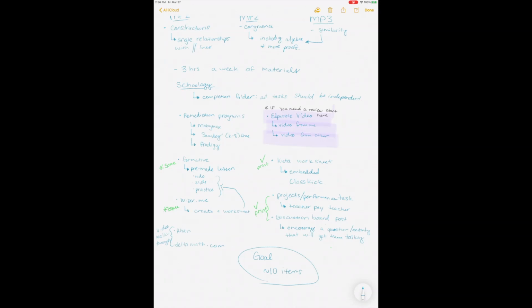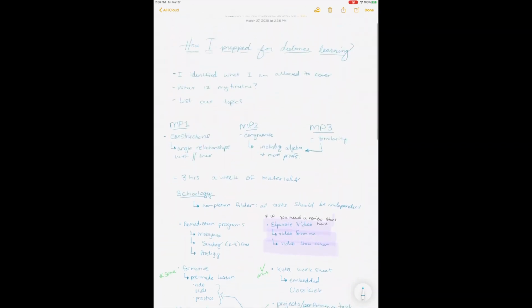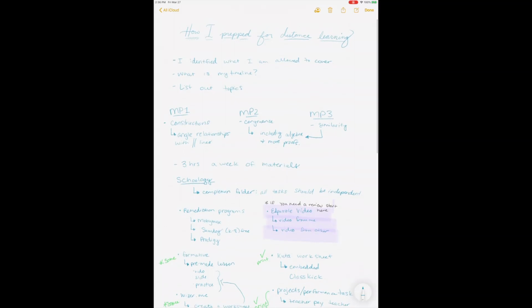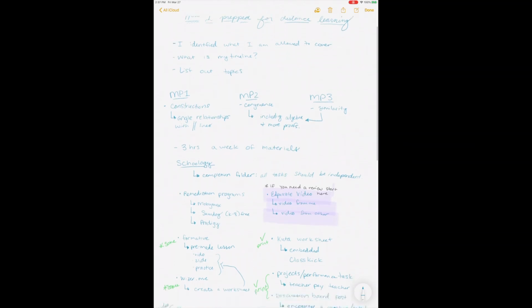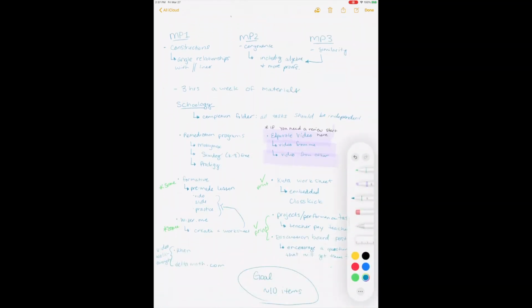So I hope this helps for showing you how I went through and planned. Again, all I did was I identified what I needed or what I was allowed to cover. I figured out, what's my timeline. I listed out the topics, and then I gave individual assignments that are completely independent of each other, although if you did them, they would help each other. I identified where if you needed extra help, it might be a good idea to start with these activities because they're going to go through and do more review versus the other assignments where there's a little less of that.